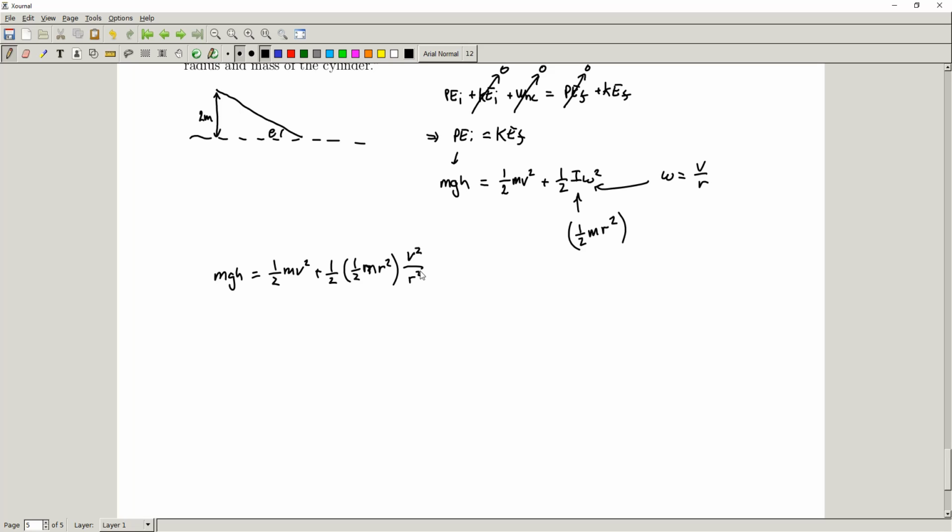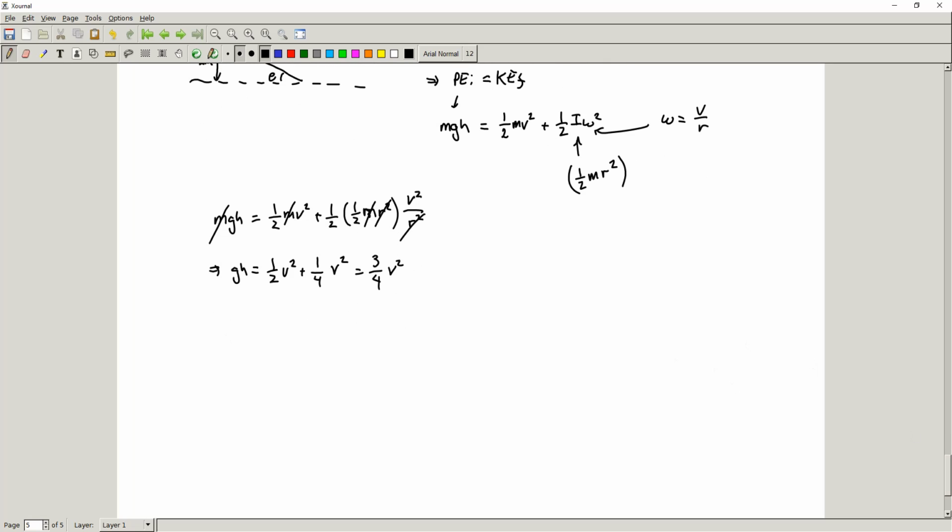And so this can simplify quite a bit now. If we take a look at it carefully, we can see that this r squared and this r squared are going to go away. But also we have an m in every term, so we can go through and cancel out all these m's, right? We can factor out an m from the right-hand side, and we already have one on the left-hand side, cancel those out, and we're going to end up with gh is equal to 1/2 v squared plus 1/4 v squared. Okay, and obviously we can further simplify this to be 3/4 v squared, right?